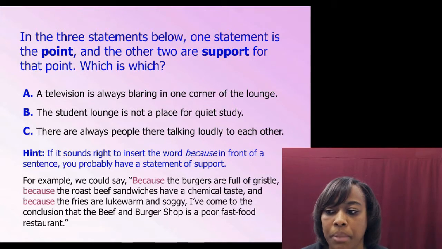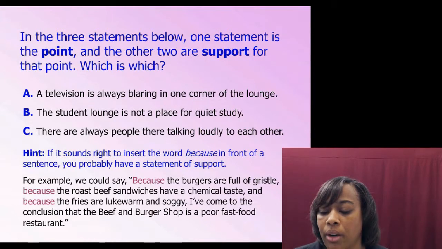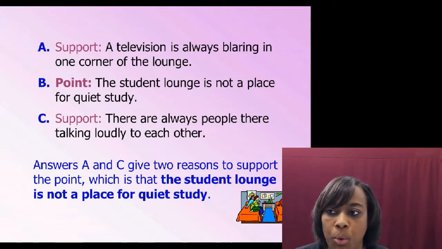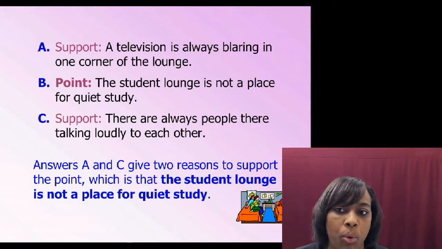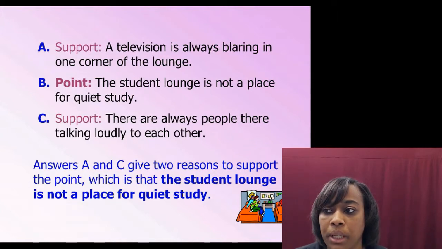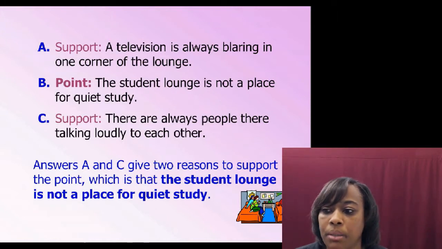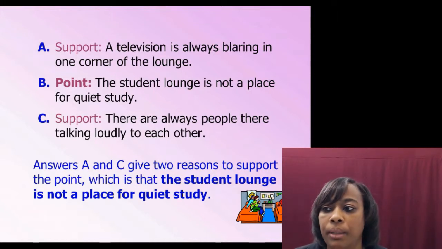So if I could put because in front of either of these statements, then that's going to be our supporting detail, okay? That's going to be our support or our evidence. So A and C would be our support. If you chose those two, you are correct. And then B would be the point. So because the television is always blaring in one corner, because there are always people there talking loudly to each other, the student lounge is not a quiet place to study, okay?